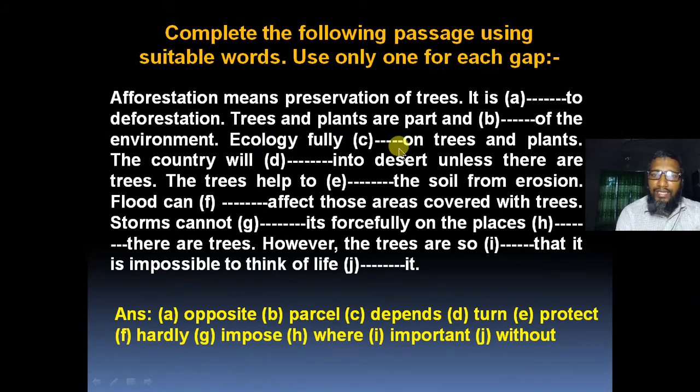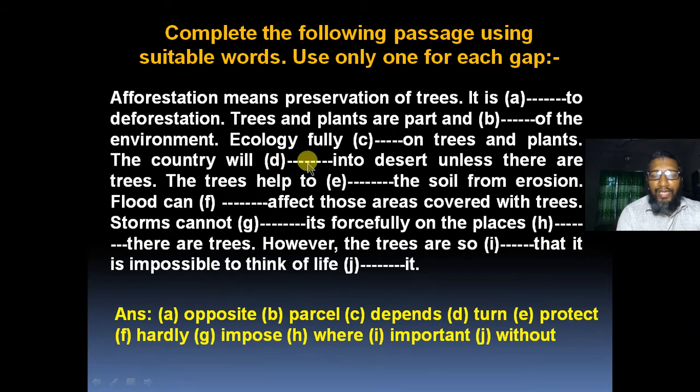Ecology fully dash on. Listen very attentively, please. Ecology here is a noun, and fully is an adverb, and here a verb is lacking. The lack in this sentence is a verb. So we can use a verb in this gap. Ecology fully dash on: depend on. Ecology is a singular form, that's why we can add s to make the verb singular. Ecology fully depends on trees and plants.